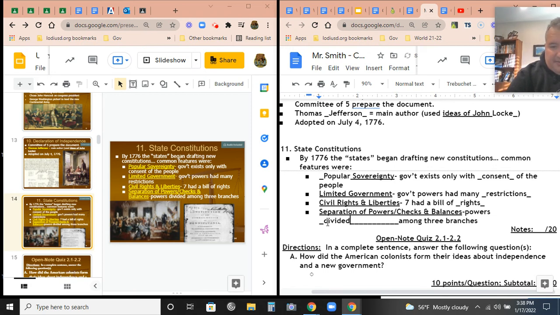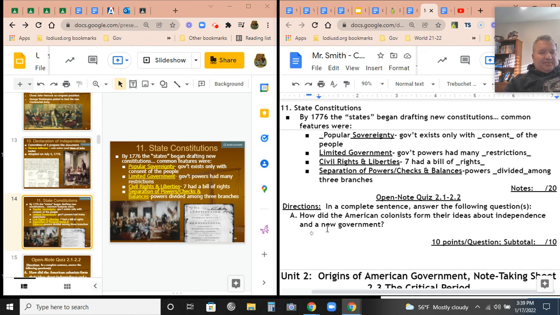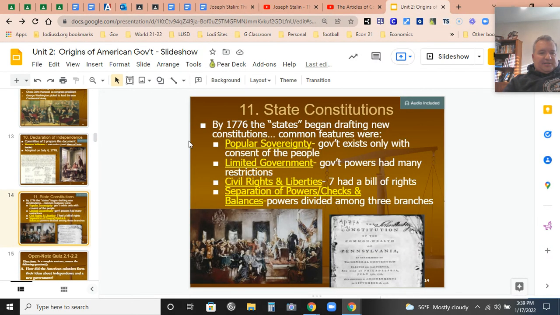And they're divided among 3 branches. I don't know if there's any unicameral legislatures, but you could probably look at Louisiana and Massachusetts. Massachusetts has organized themselves as a commonwealth. I'm not sure exactly how that works. Anyway, let's take a closer look.